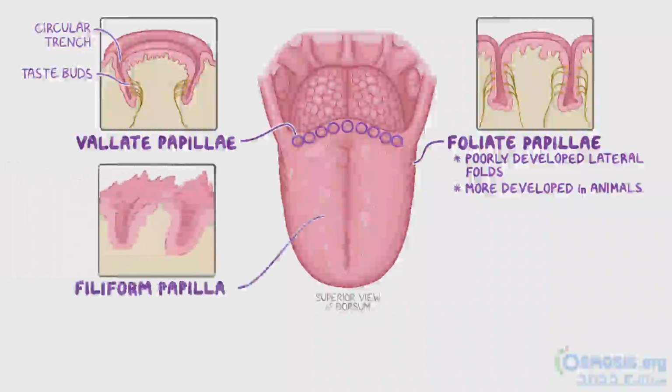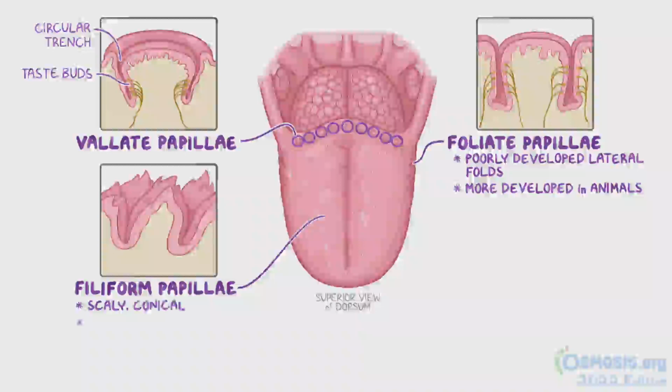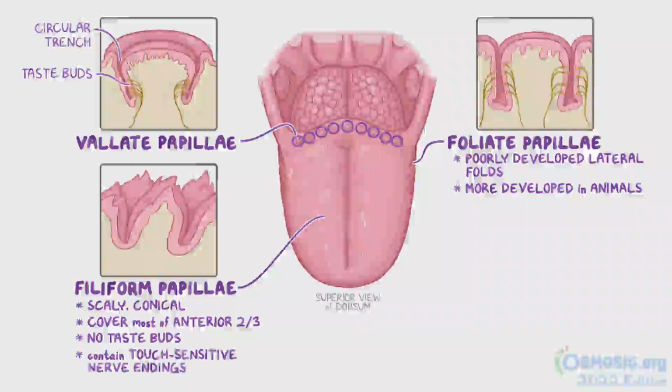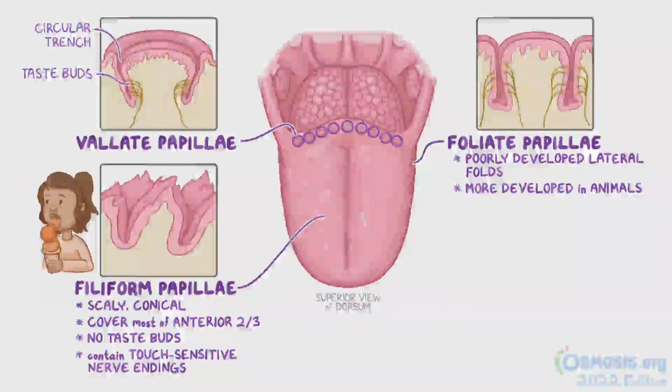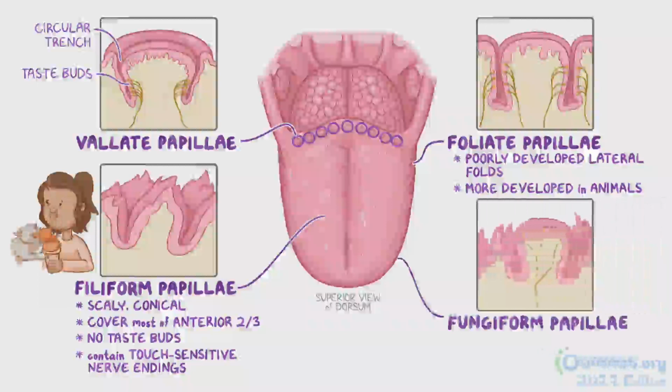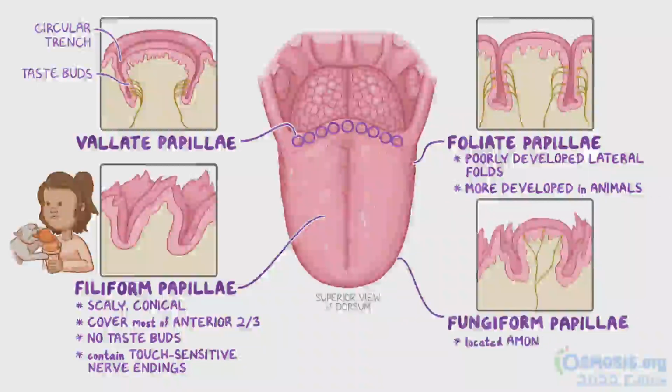Next, filiform papillae are scaly, conical projections covering most of the anterior 2/3 of the tongue. Filiform papillae do not contain taste buds, but they contain touch-sensitive nerve endings, and they help with scraping movements that allow soft foods, like ice cream, to enter your mouth. Fun fact, in cats, these papillae are much more developed, which helps them with grooming. Lastly, fungiform papillae are mushroom-shaped structures located amongst the filiform papillae, especially at the apex and margins of the tongue.